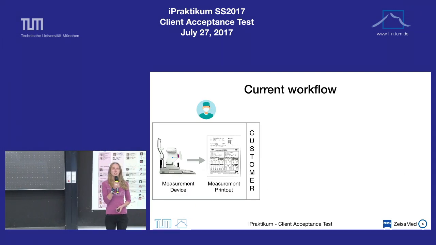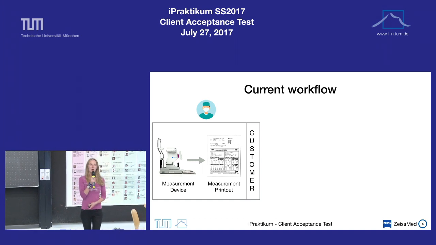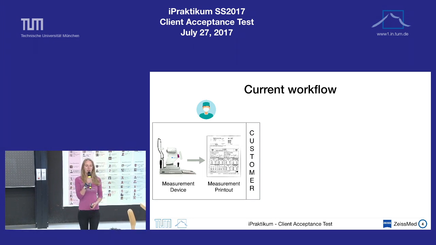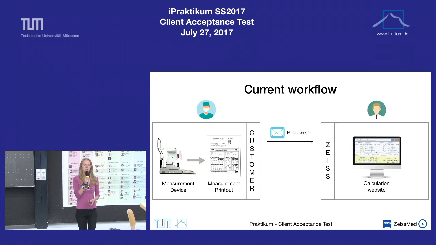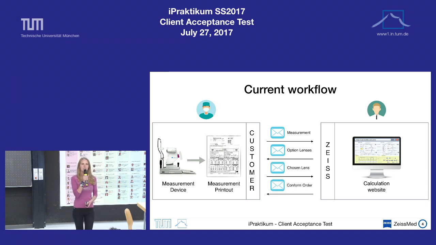Thank you, Johan. As you heard, we work with ZEISS to improve the process of cataract treatment. This is how it works now. Patient dioptry is taken with a measurement device and produces a printout. We send it by email to ZEISS, who has to input all the values manually to a calculation website. The website provides 3 lens options, which are then sent back to the customer. The customer chooses one and informs ZEISS. Finally, ZEISS has to confirm the order.